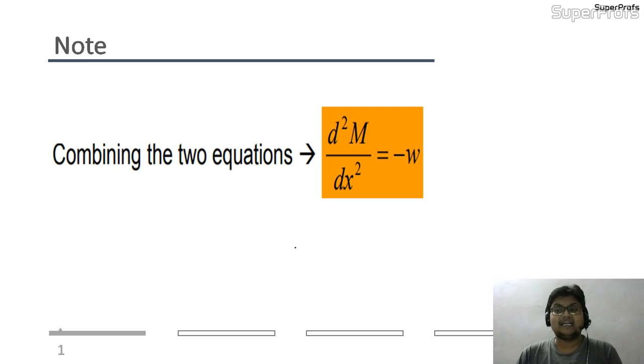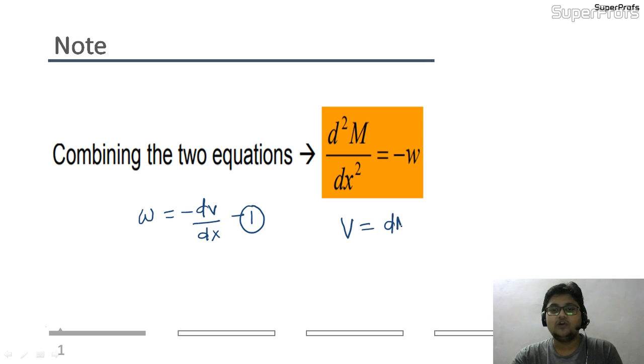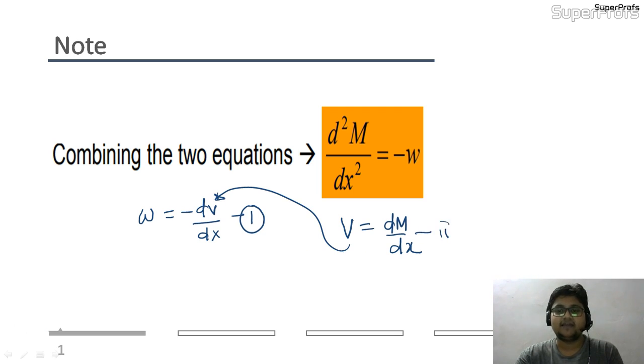Now, this is the combined form of the equation. I will let you know how I am getting it. Just see carefully that our loading intensity was defined as w equal to minus dV by dx. Suppose this is my equation number 1. And my shear force was defined as the slope of the bending moment diagram. So now I substitute the expression of V into equation 1. This is my equation 2.